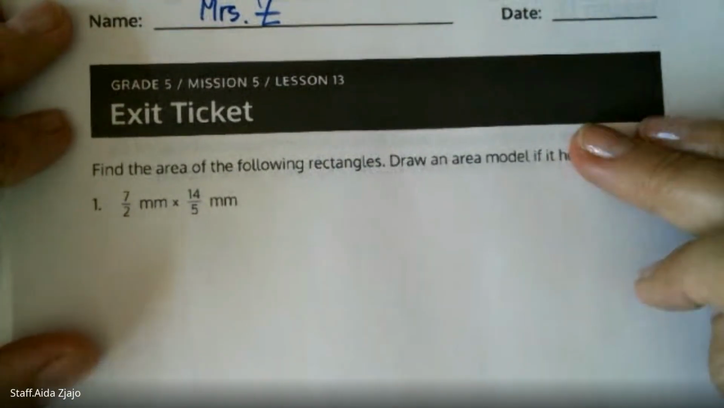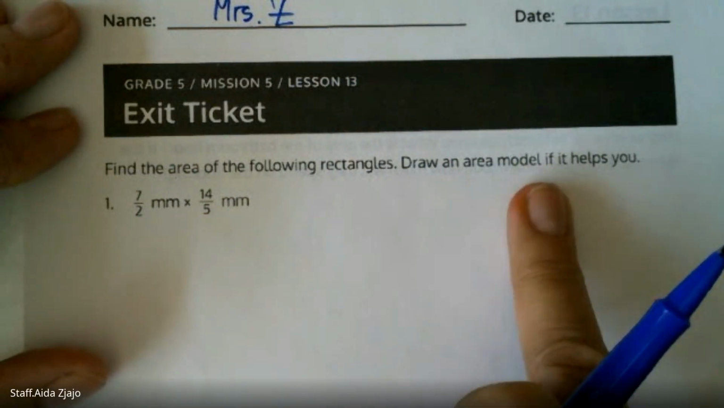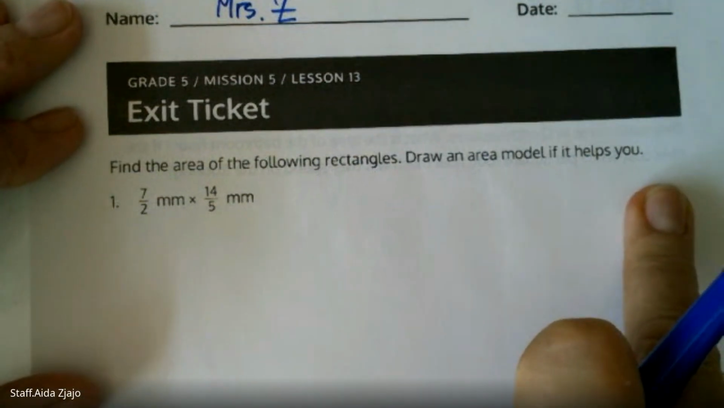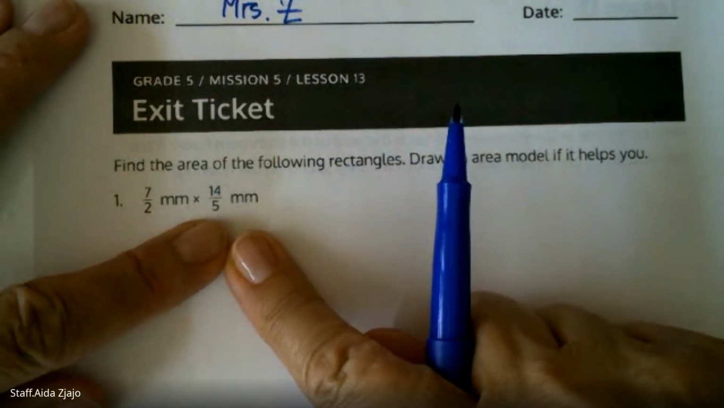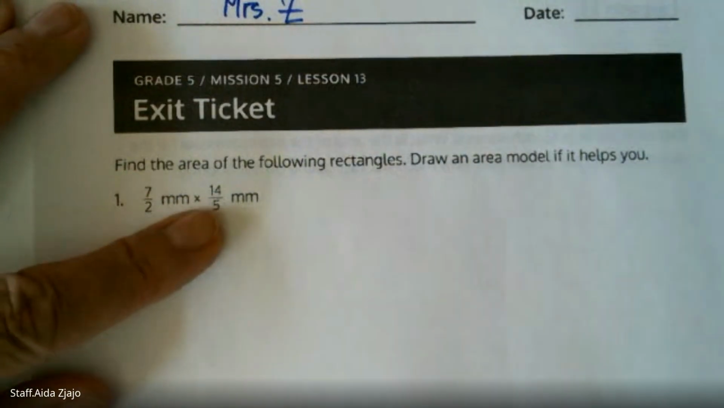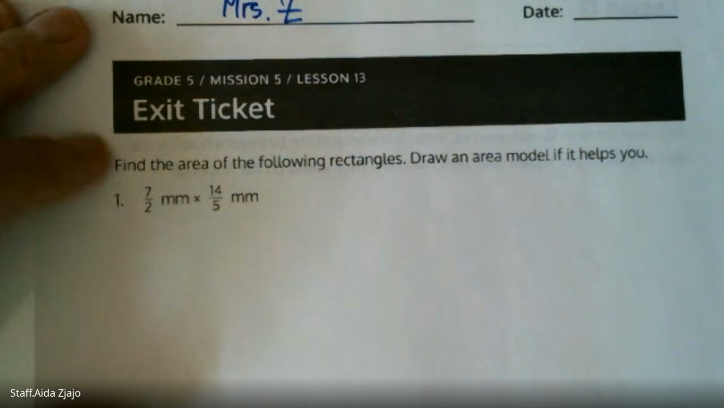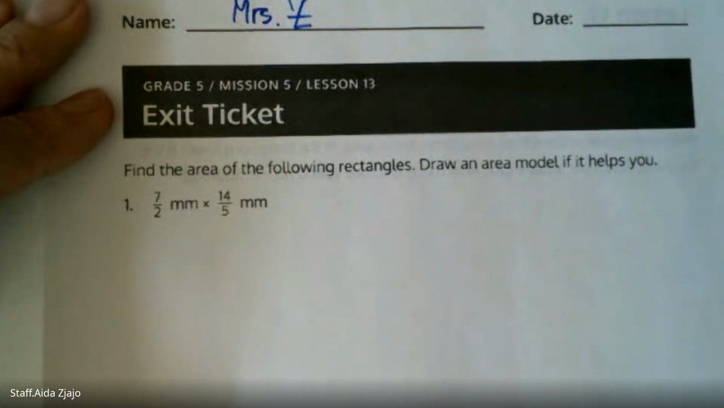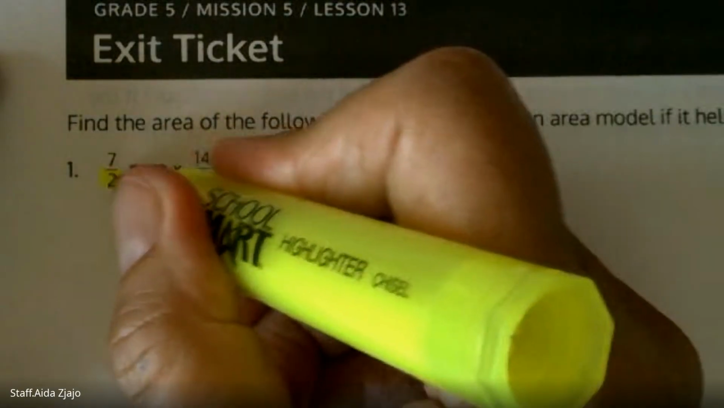Okay. Find the area of the following rectangles. Draw an area model if it helps you. So 7.5 millimeters by 14.5, 14 fifths, 7/2 millimeters and 14 fifths millimeters. So as you can see, if I have fifths, then I can change them into wholes.